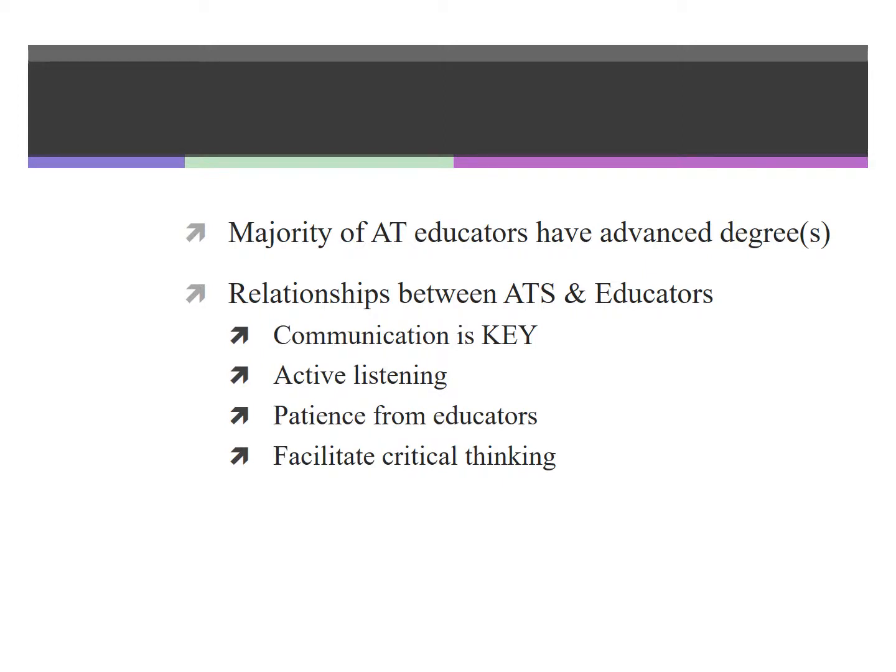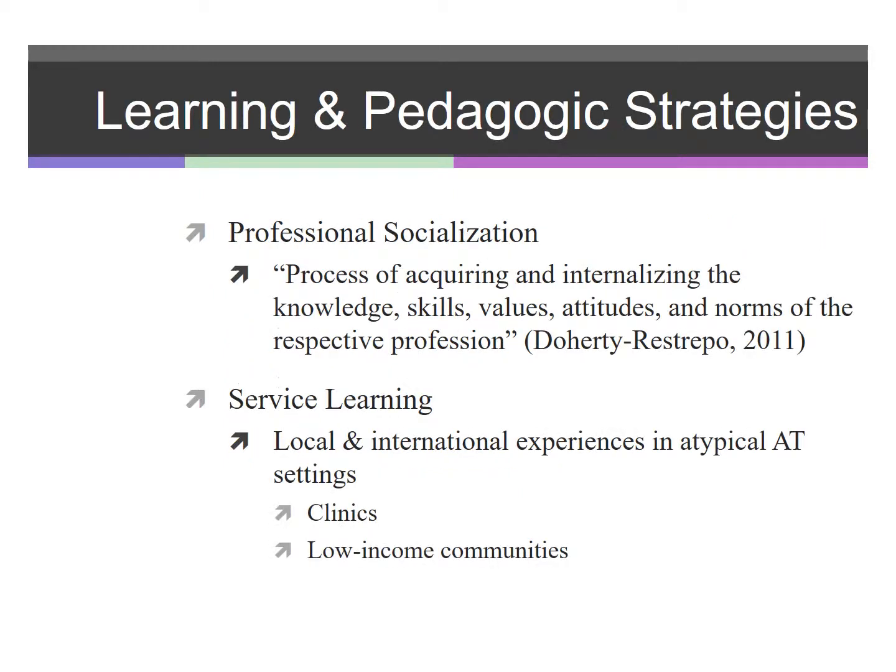And some of the main strategies include building good relationships between the athletic training students and educators, where communication is key. Students must acquire the task of being active listeners. Educators must be patient towards their students while they're learning, and educators must also help facilitate critical thinking of their students. Some of the learning and pedagogic strategies include professional socialization, which is the process of acquiring and internalizing the knowledge, skills, values, attitudes, and norms of the respective profession, and service learning, which includes local and international experiences in atypical athletic training settings, including clinics and low-income communities.